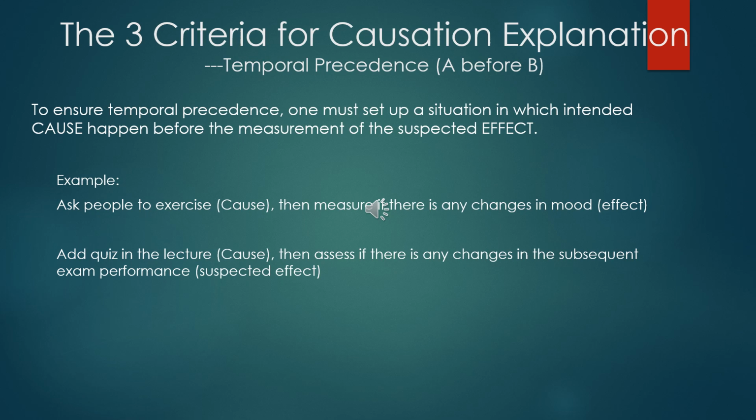The second criteria for establishing causality is temporal precedence. Temporal precedence concerns the fact that cause must happen before an effect. So for example, let's assume that you believe that exercise causes people to become happy. In that case, exercise is a cause and increased happiness is an effect. So in order for you to establish that the cause is exercise and the effect is happiness, the cause of exercising needs to happen before measuring or observing the increased happiness as an effect.